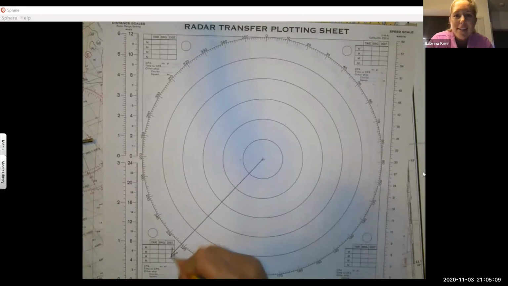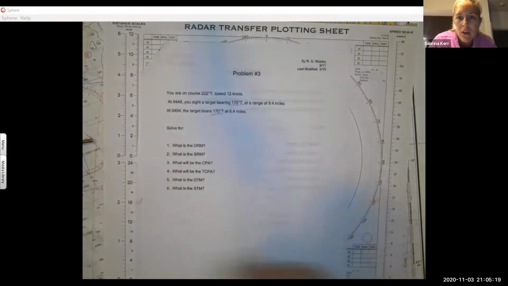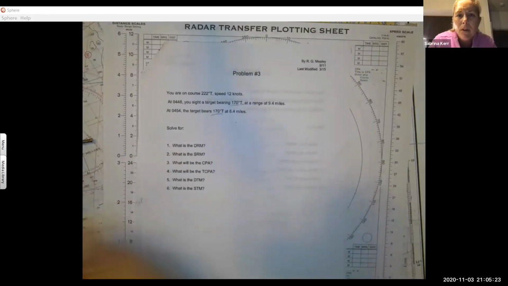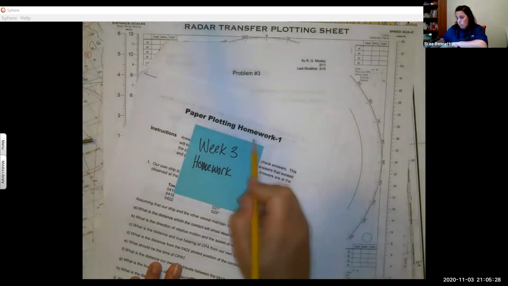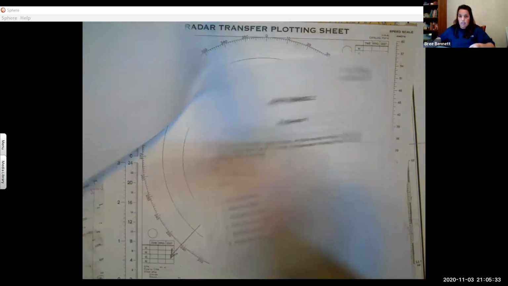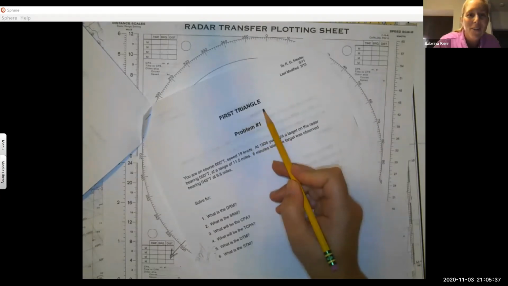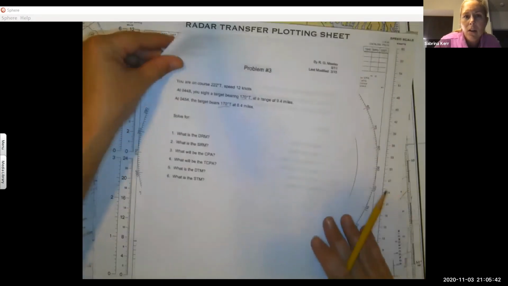Okay, I see it's 000, but maybe I'm looking at the wrong thing. Paper. So you're looking at the homework. Oh, what are you looking at? This one's homework. So this one is just called First Triangle, and it's our in-class practice. Oh, okay. Okay.